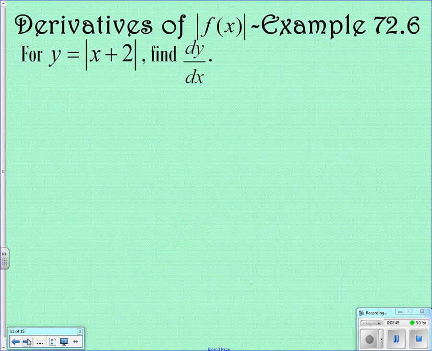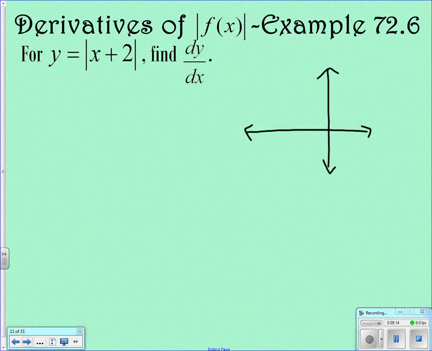Now we're going to look here. We want to find the derivative of the absolute value of f of x. These tend to be a little bit harder for people to figure out just because you have to deal with piecewise functions. But I think after you practice them a little bit, you'll get more comfortable with them. So we have y equals the absolute value of x plus 2. So we want to graph this. If we graph it, it's going to look like a V. And it's going to be starting at -2.